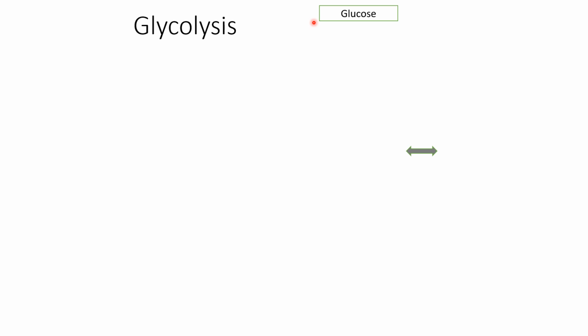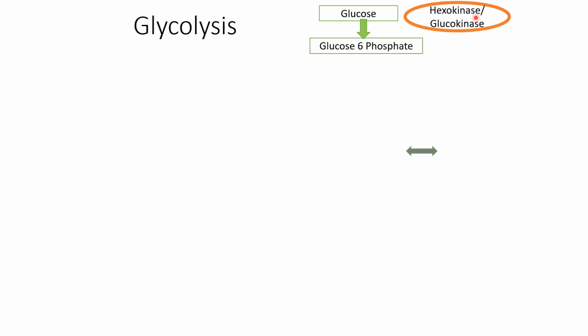Okay, let's get started. So this glucose gets trapped into the cell by the addition of phosphate. So once phosphate is added to the glucose, it forms glucose 6 phosphate. In biochemistry, for a phosphate to get added or removed, that enzyme will have the suffix kinase. So for the glucose to get converted to glucose 6 phosphate, we have the enzyme hexokinase or glucokinase.